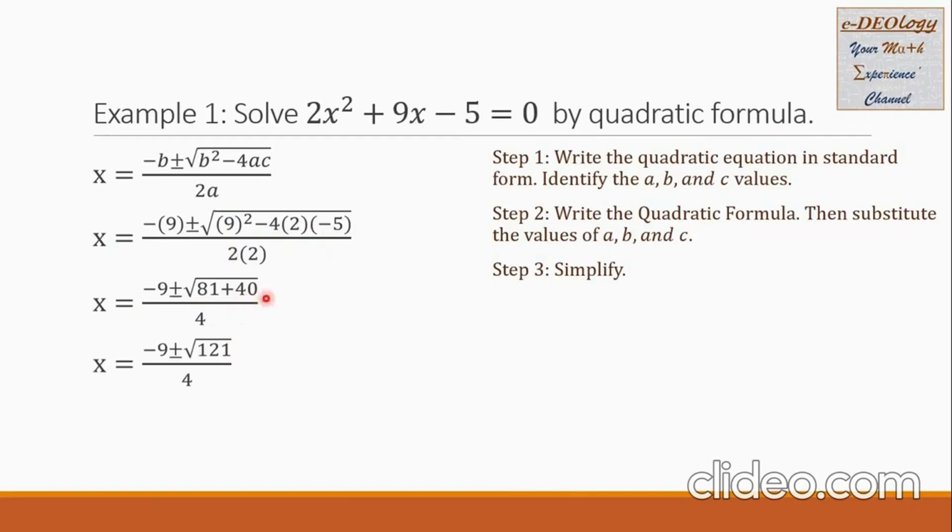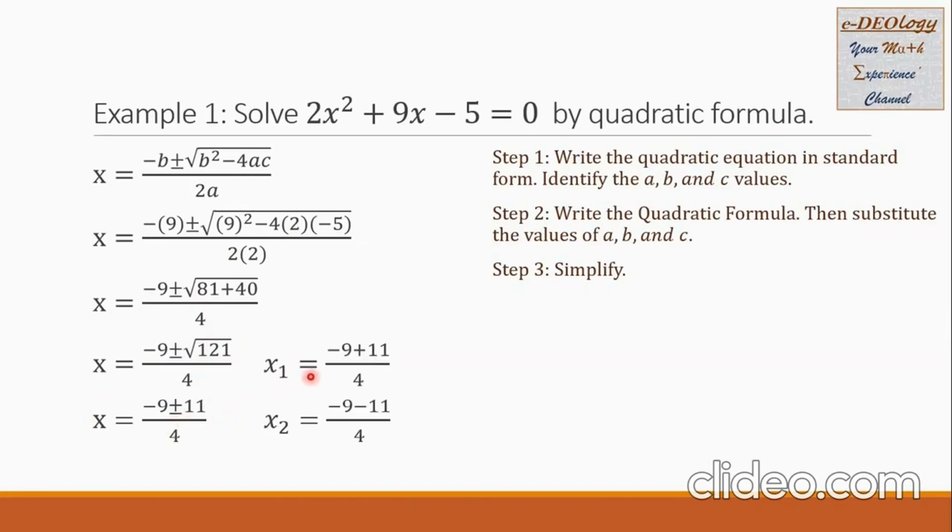Then we simplify the radicand. The 81 plus 40 is 121. We just copy the −9, the plus or minus sign, and the denominator 4. On the next step, we need to simplify this square root of 121, and that is 11. Now at this point, we're going to split the plus and minus. There will be two values for the x.